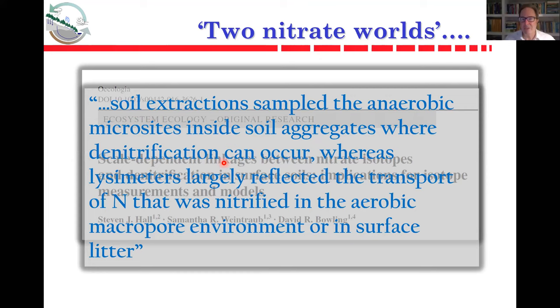Whereas lysimeters, those porous cup devices that hydrologists use that don't get all the water out, sample more the mobile water. They found that the lysimeters largely reflected the transport of N that was nitrified in the aerobic macropore environment or in surface litter. So again, depending on how hard you extract or what water you interrogate, not only do you see differences isotopically, you see differences in terms of nitrate concentration.